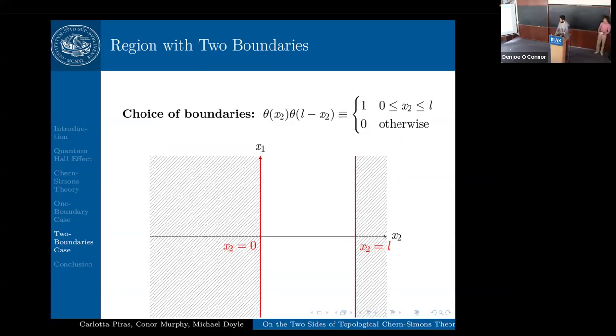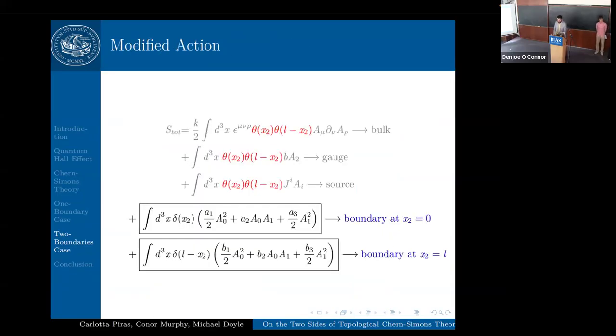So we consider the addition of a second planar boundary at x2 equal L. The first step in doing that is to modify the action that we had before. To three of the terms, we incorporate the theta Heaviside function, this time with the argument of L minus x2. We leave the original boundary term for x2 equals 0 unchanged, and we add a second boundary term, which takes the same form for the same power counting reasons, but here we have L minus x2 as the argument of the delta distribution.